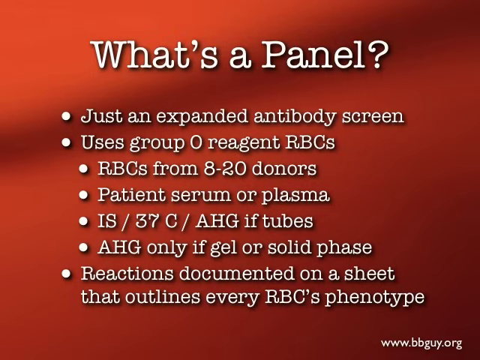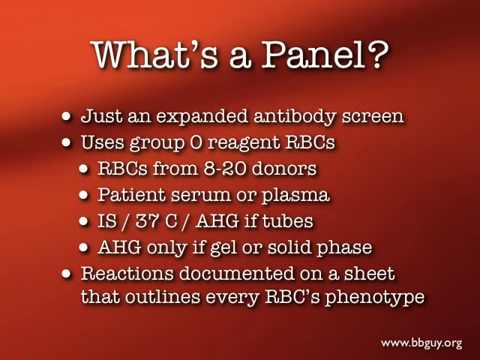Well, the antibody identification panel is simply an expansion of that antibody screen up to from 8 to 20 different donors. It's less commonly 8 and more commonly in the range of 10 to 14 or so, but it can certainly be more. Again, you utilize the patient's serum or plasma. You have multiple phases of testing, as we talked about in the last podcast, depending on whether you're using tubes or gel or solid phase. You have immediate spin, 37, and the anti-human globulin phase if you're testing in tubes, while if you're in gel or solid phase, by definition, you are only doing the anti-human globulin or indirect antiglobulin test phase.